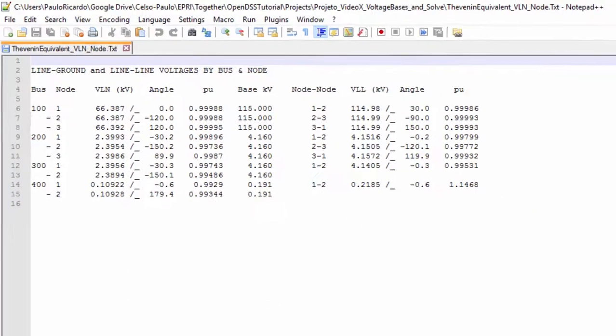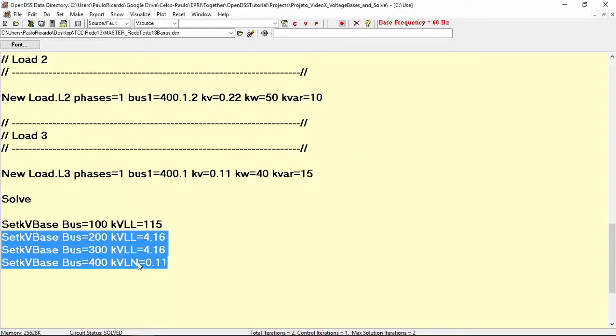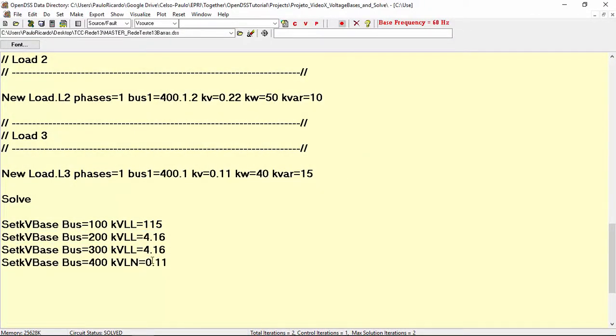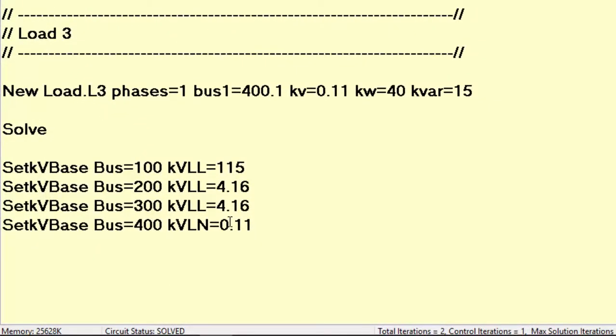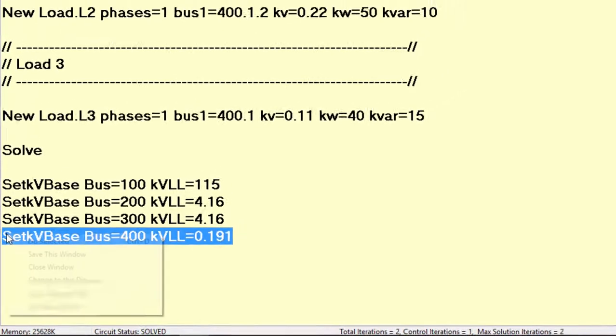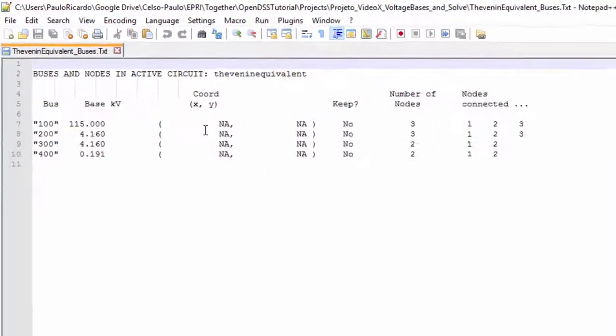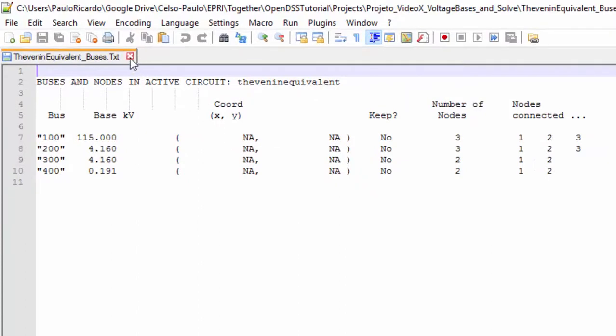That being said, if we always want to have the per unit line to ground voltage correct, we need to define the correct KVLN property for the buses that we know are not a three-phase bus, or we can define the KVLL equal to square root of 3 times the correct KVLN. In our case, we know that it is 0.191 kilovolts. We can run this line and see that nothing has been changed on the bus's report.